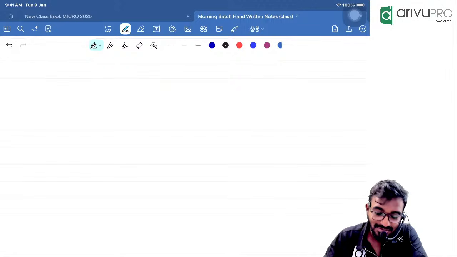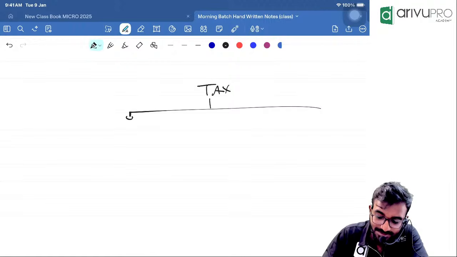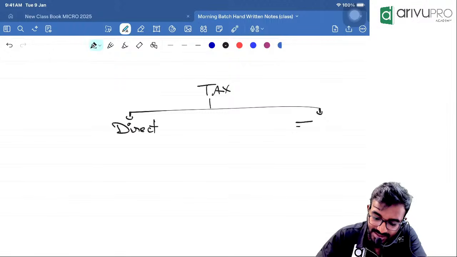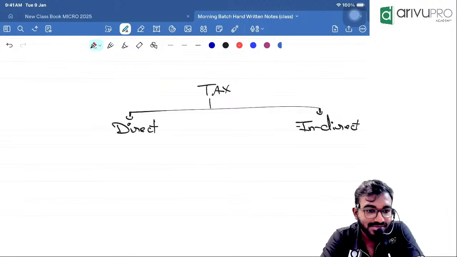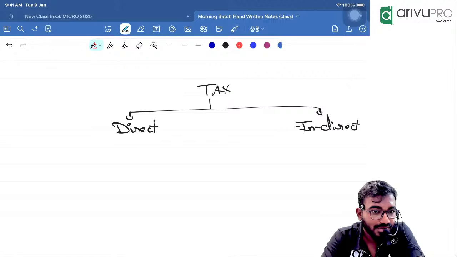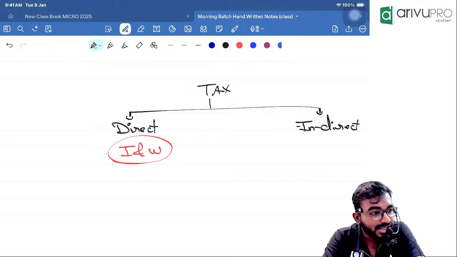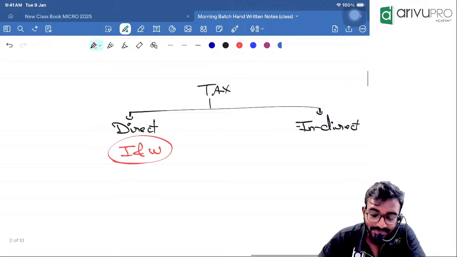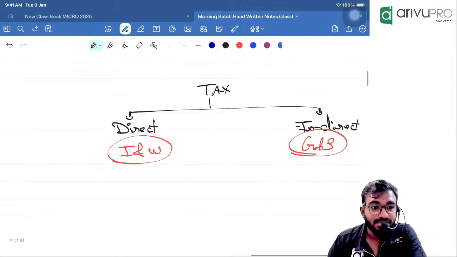Some people are like blank. Okay, what is this? Now, in the country, in India especially, when we speak about the tax system, we have direct tax and we also have indirect tax. So any idea on what we are going to levy direct tax? Income and wealth. We have a direct tax on income and wealth. Indirect tax is levied on goods and services.